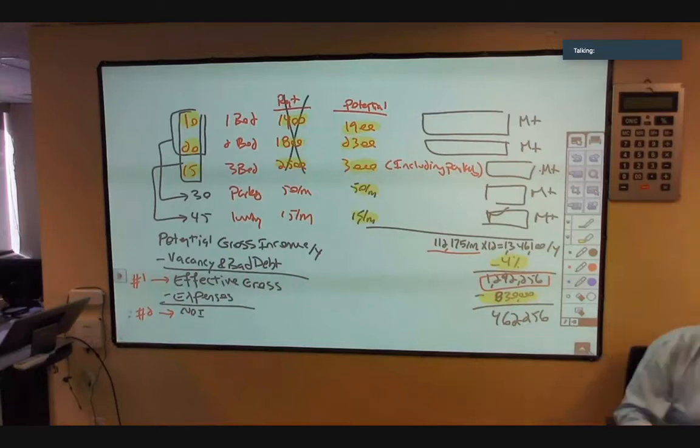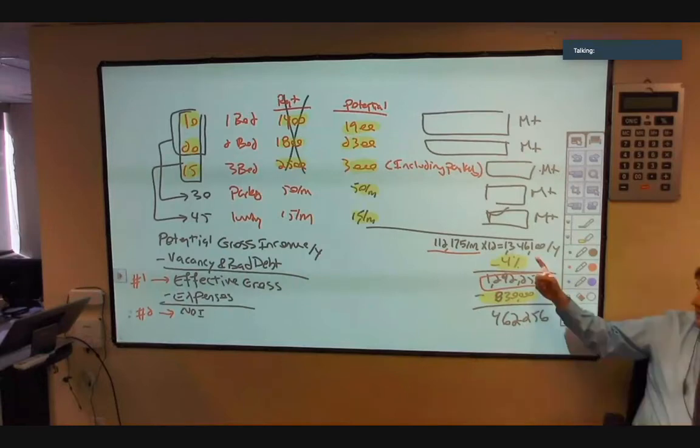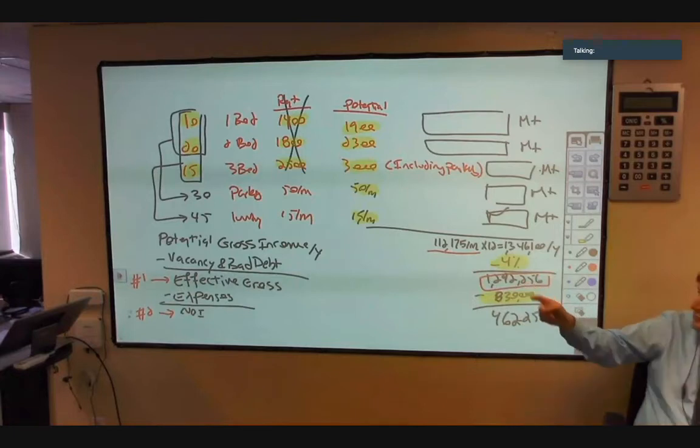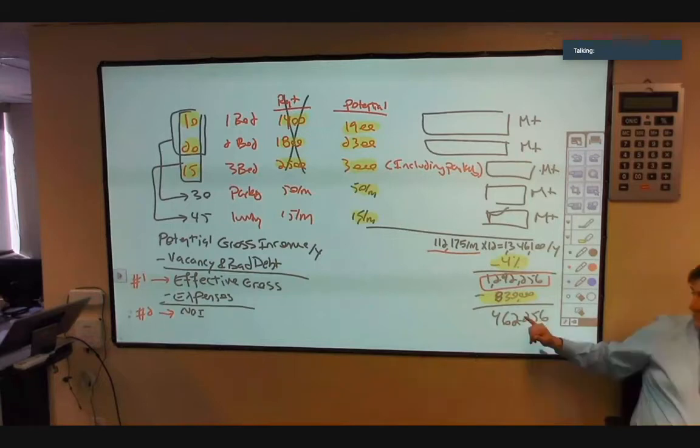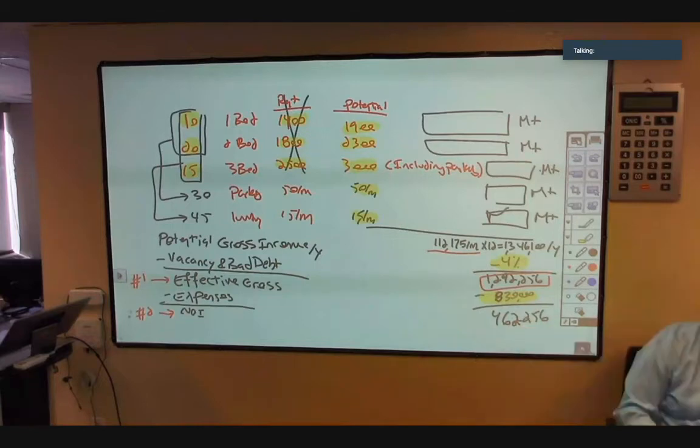So then multiply by 12, you get this. Let's do that. 112,175 multiplied by 12. Push equal. So that's yearly. Then minus 4%. Okay, minus the expenses, 830,000. Equal. So you got it. So that's the NOI.